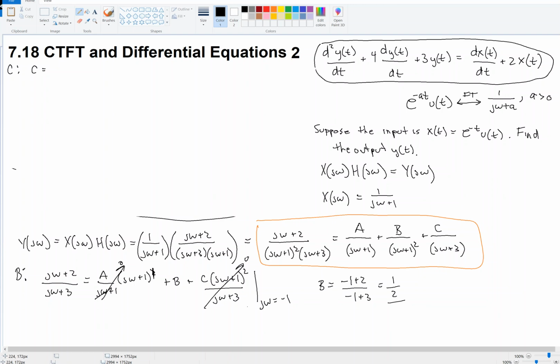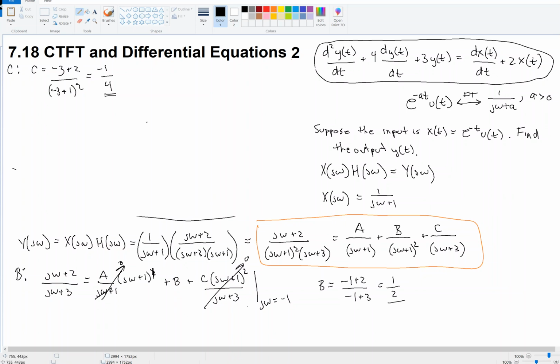On the right, I would have c equals, and then on the left, I would have minus 3 plus 2 over minus 3 plus 1 squared. Right? And so this is minus 1 over minus 2 squared, which is 4. So it looks like, to me, c is minus 1/4. See that? It's pretty nice once you get used to that.